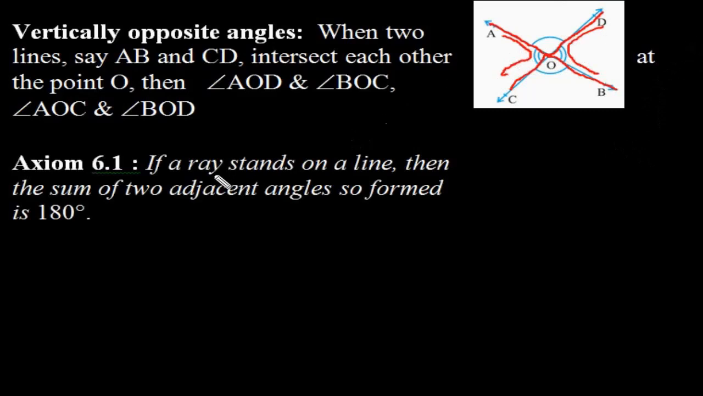Axiom 6.1. If a ray stands on a line, then the sum of the two adjacent angles so formed is 180 degrees. That is, we have a straight line, ABC is a straight line, and we have another ray BD. Now the sum of these two adjacent angles will always be equal to 180 degrees. Axiom in the sense that we need not prove it. It's just a statement which is a true statement.